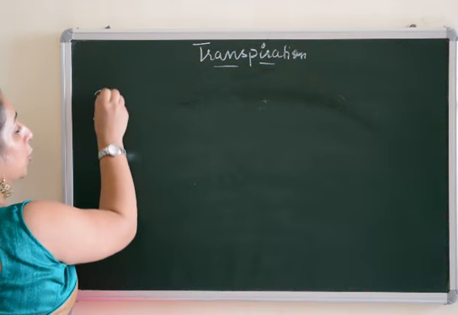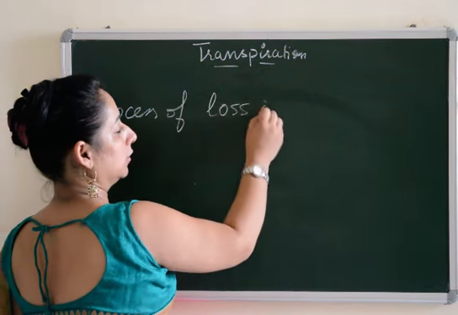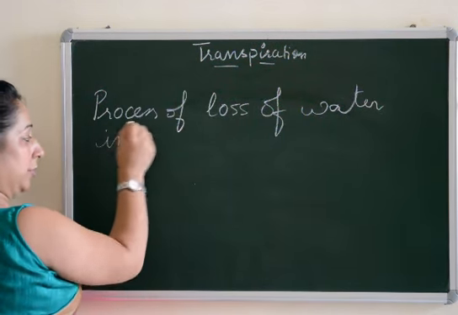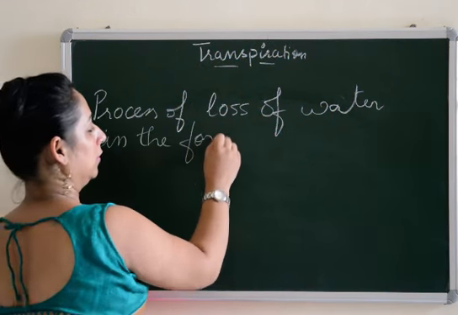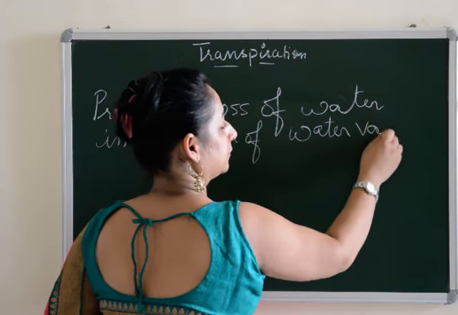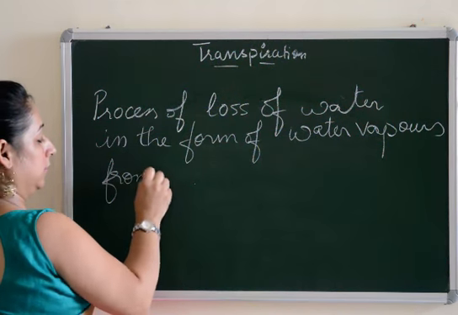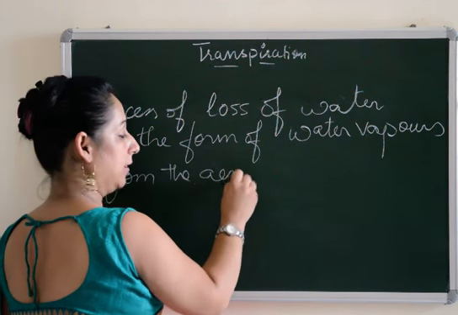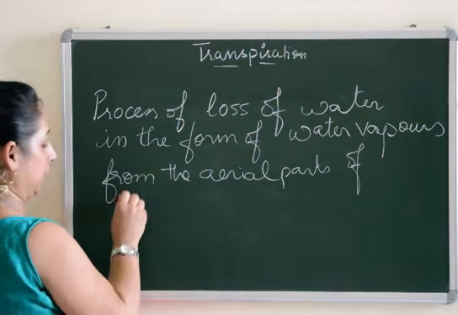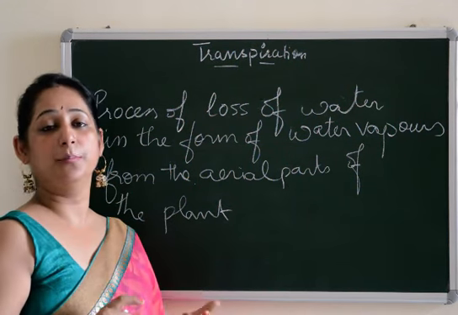That is, it is the process of loss of water in the form of water vapors from the aerial parts of the plant. Okay, now I'll be explaining the terms which are important in these.